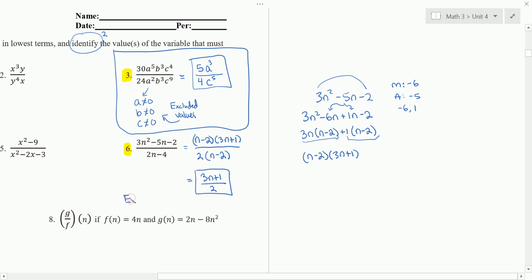We also need to list our excluded values. Well, bottom line is we don't want our denominator to equal 0. So we don't want 2n minus 4 to equal 0, or we could consider we don't want the factored part, the 2 times n minus 2, to equal 0. Well, we know 2 is not 0, so we need n minus 2 not to be 0. And if we solve for n, we need n not to equal 2. So that is our excluded value in this problem.